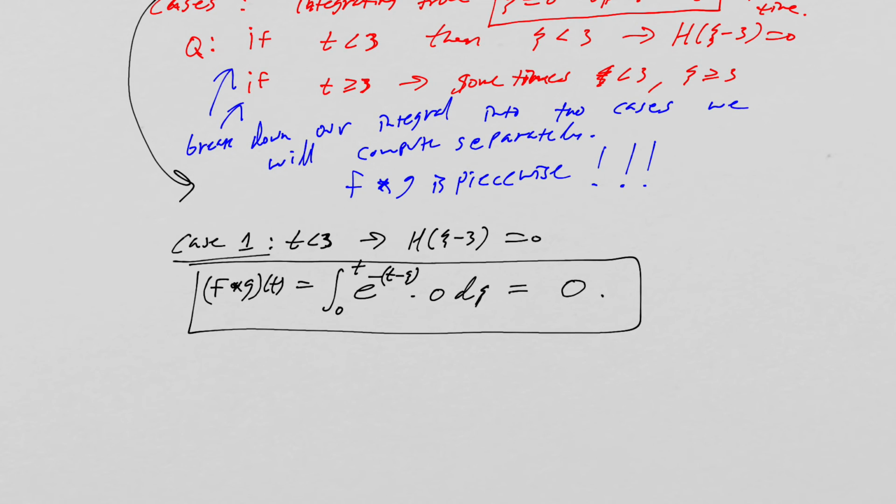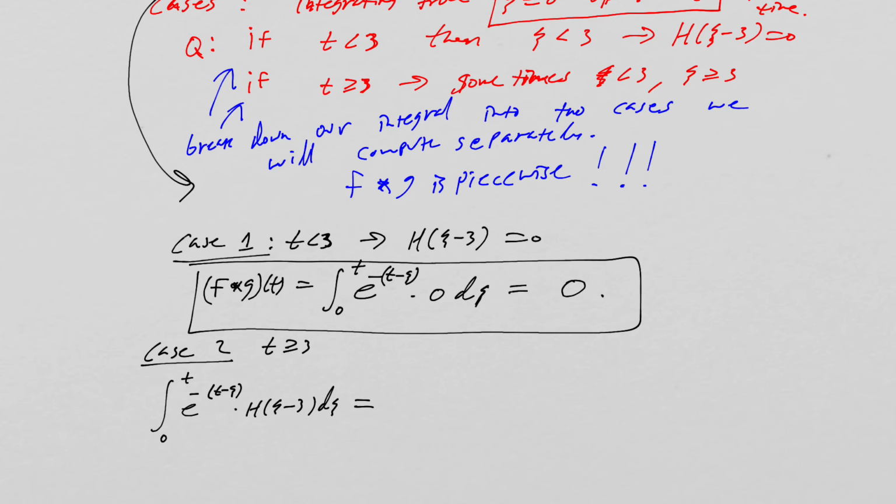I'll move up a little bit more. Now we'll go to case 2, which is now t greater than or equal to 3. What we're going to have to do, of course, is write our integral this way: 0 to t of e to the negative quantity t minus c times h of c minus 3 dc.